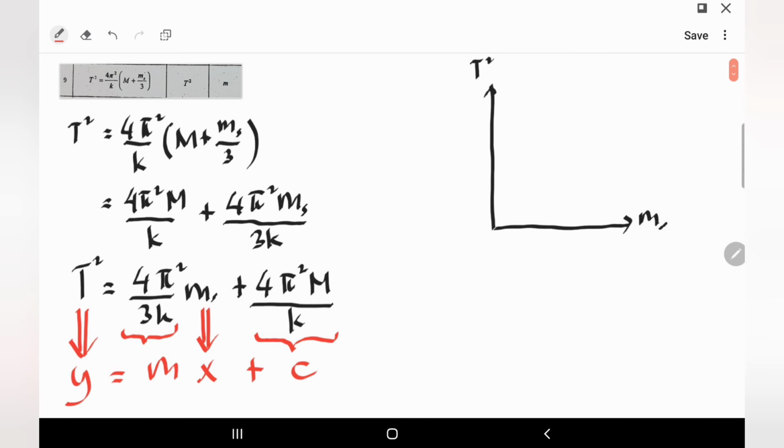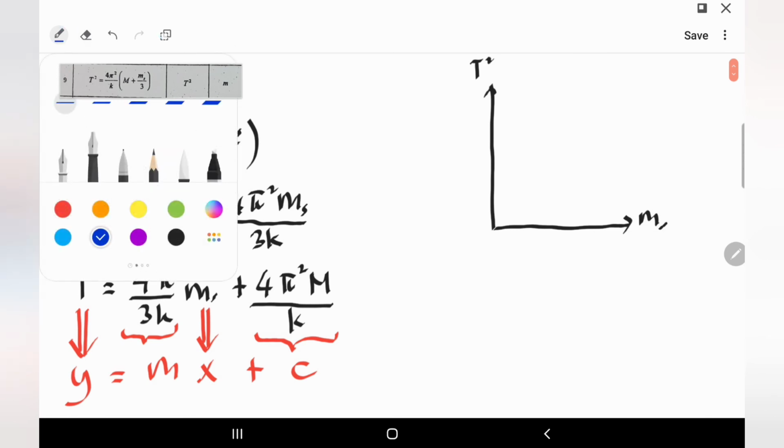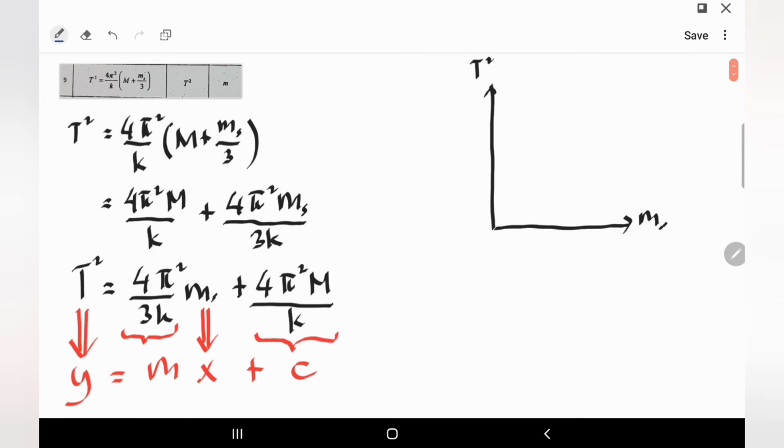Based on this, the graph should be like this. The gradient is positive and the y-intercept represents something, isn't it? It's not equal to 0, still positive for the y-intercept, so the graph will be like this. The y-intercept now equals to 4 pi squared m over k. And then this is the gradient, which equals to 4 pi squared over 3k.